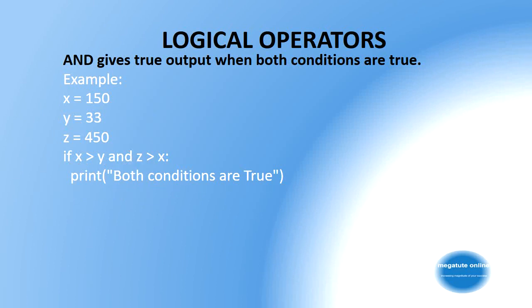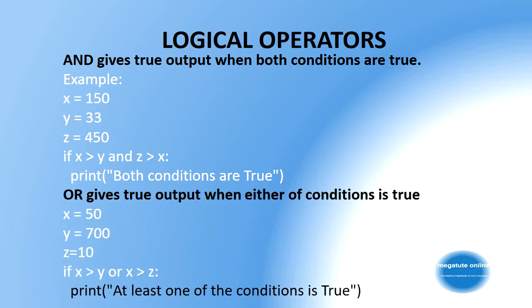Similarly, just like the AND operator, we have another logical operator, which is the OR operator. This OR operator gives the output true if at least one of the conditions is true. Here with AND, both conditions have to be true, then only it executes. Here with OR, if any of the conditions is true, it will execute. So if x more than y or x more than z, it's going to execute. If any of these conditions are true, it's going to execute. So this is the way we use the AND logical operator and the OR logical operator in Python.